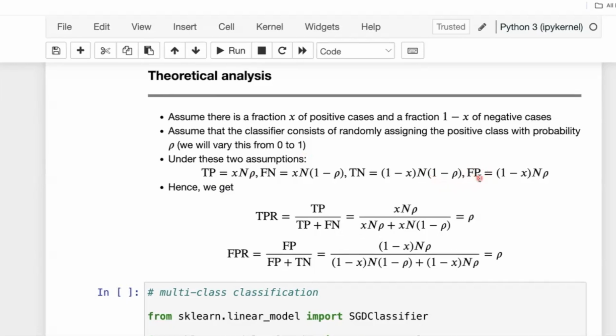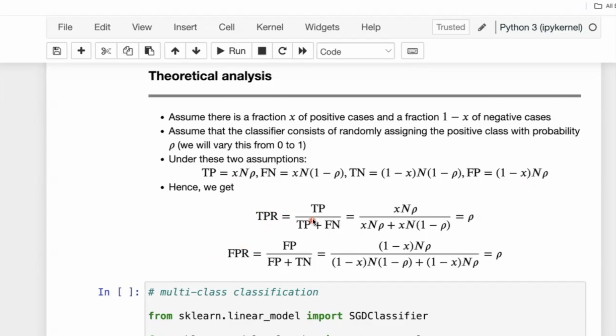And for false positives, these are actual negative data points, or data points with negative labels, that are now labeled as positives. And so we have 1 minus x times n. So these are the number of data points with negative classes. And then we multiply by rho, which is the probability of assigning the positive class. So based on these, you can actually find your true positive rate and false positive rate.